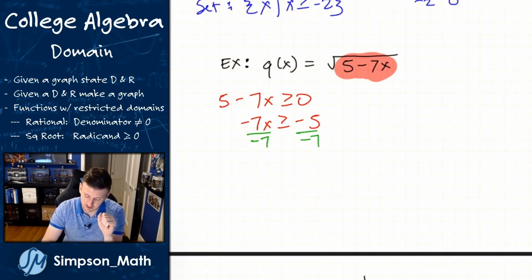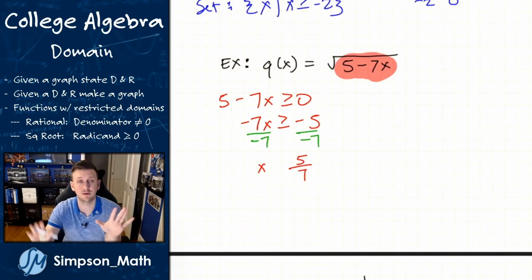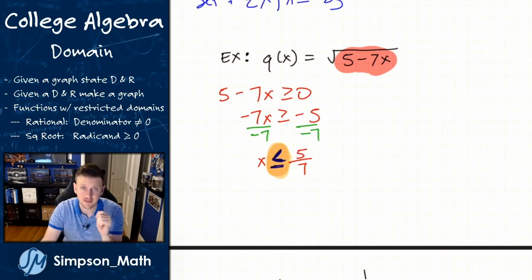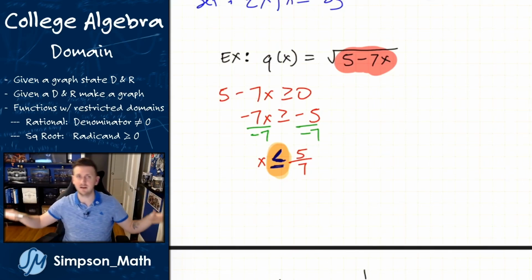And what do you recall about dividing or multiplying both sides of an equation by a negative when dealing with inequalities? The inequality symbol has to switch. Let me highlight this as best I can. That inequality symbol has to flip. It turns around. The reason for this is because inequalities are inherently unequal.